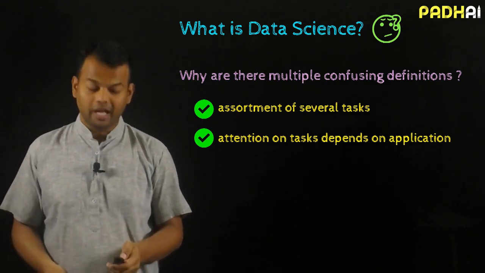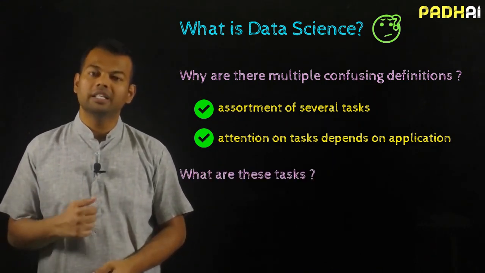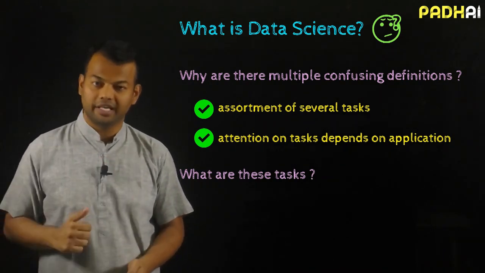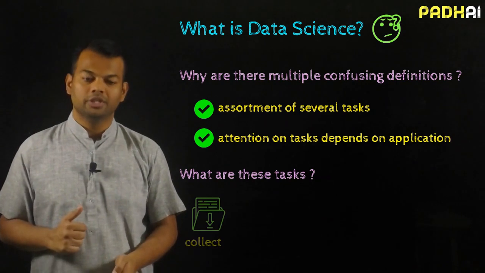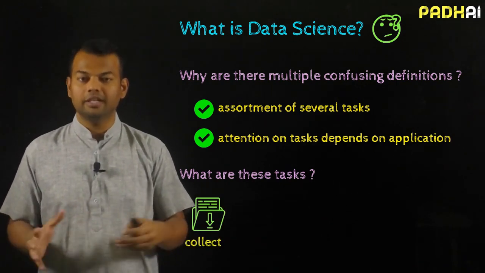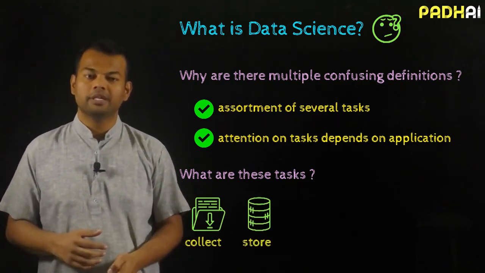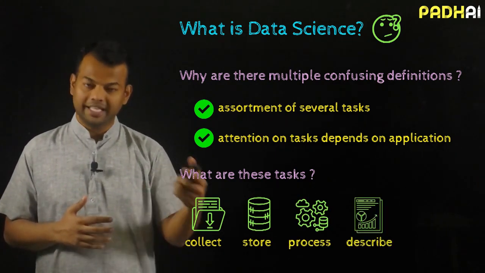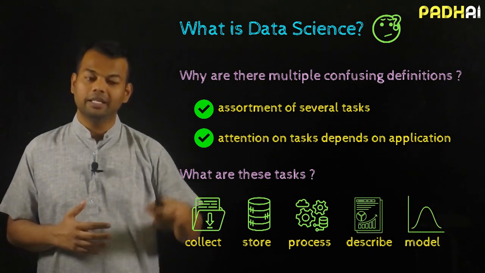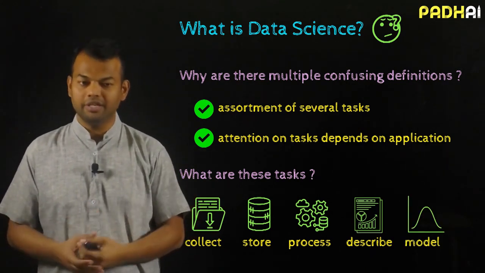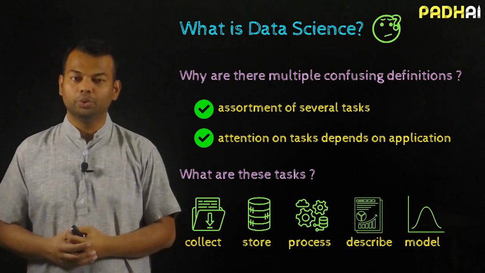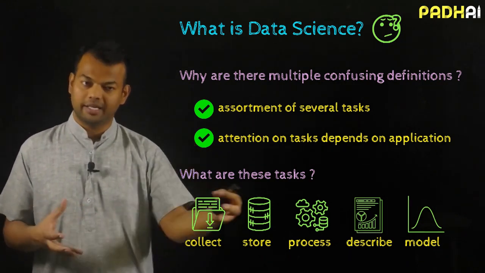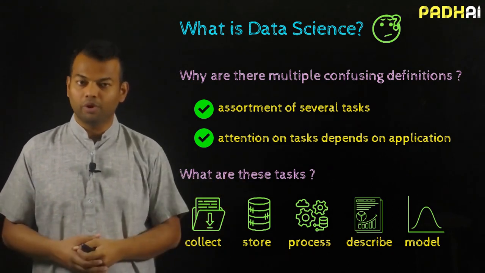So let's start by asking this question: what are the different tasks involved in data science, or what are the different tasks that a data scientist should know? So here are the tasks. The first task is collect, I mean collect data. Second is store data. The third is process data. The next is describe data, and then finally model data, come up with models for the data. So these are all of the things that you need to do in a typical data science pipeline, or a data scientist has to know at least one or more of these skills.